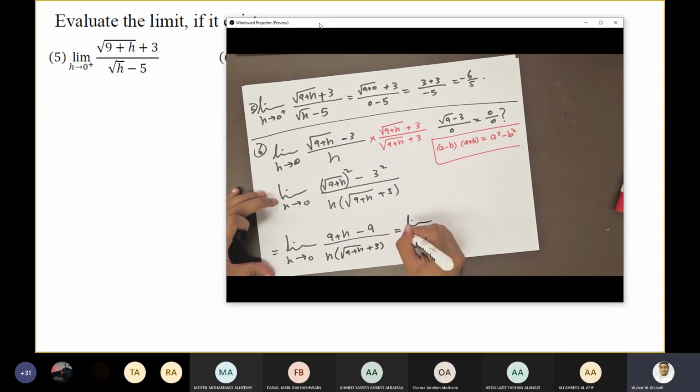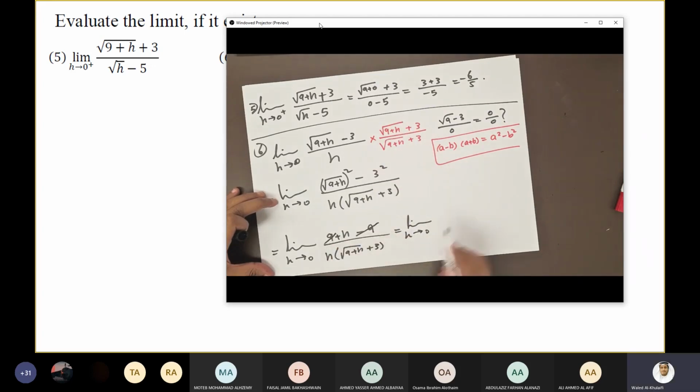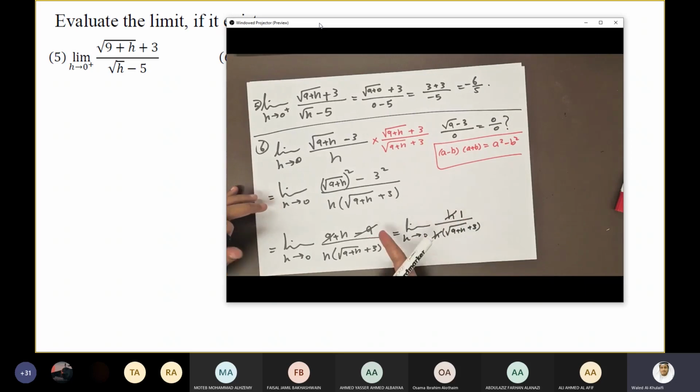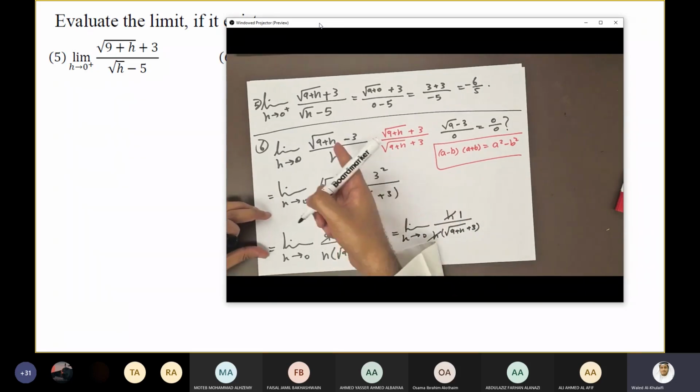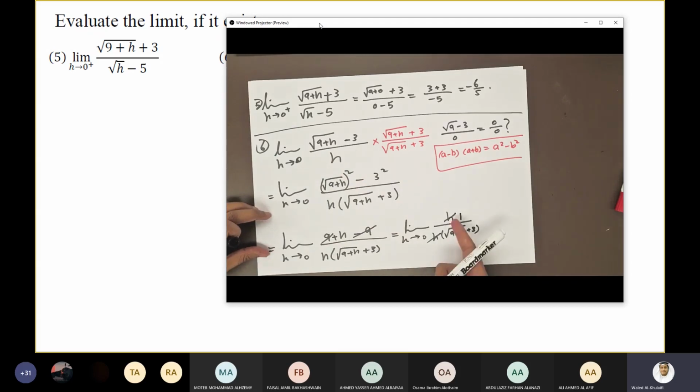This equals the limit as h approaches 0. Now, you see, the conjugate made me cancel these two. So I have h over h times the root of 9 plus h plus 3. And this h will cancel with this h. This is why we need the conjugate. I look for the term that caused the 0 in the denominator, to cancel the 0. So now this made me 0, this made me 0, so it cancels, and I have this.